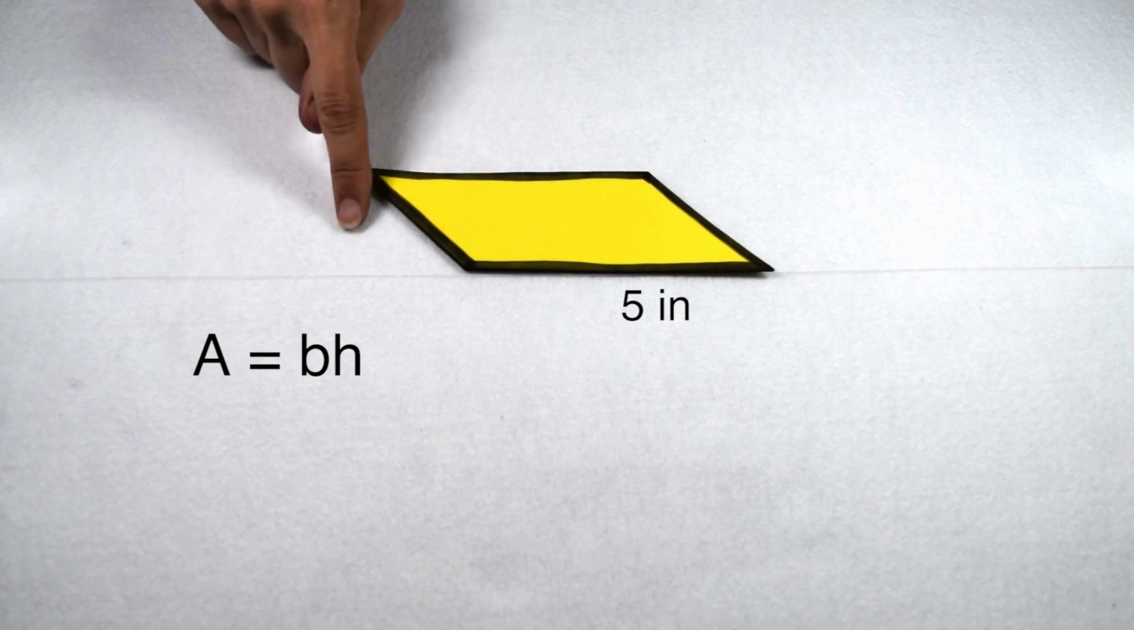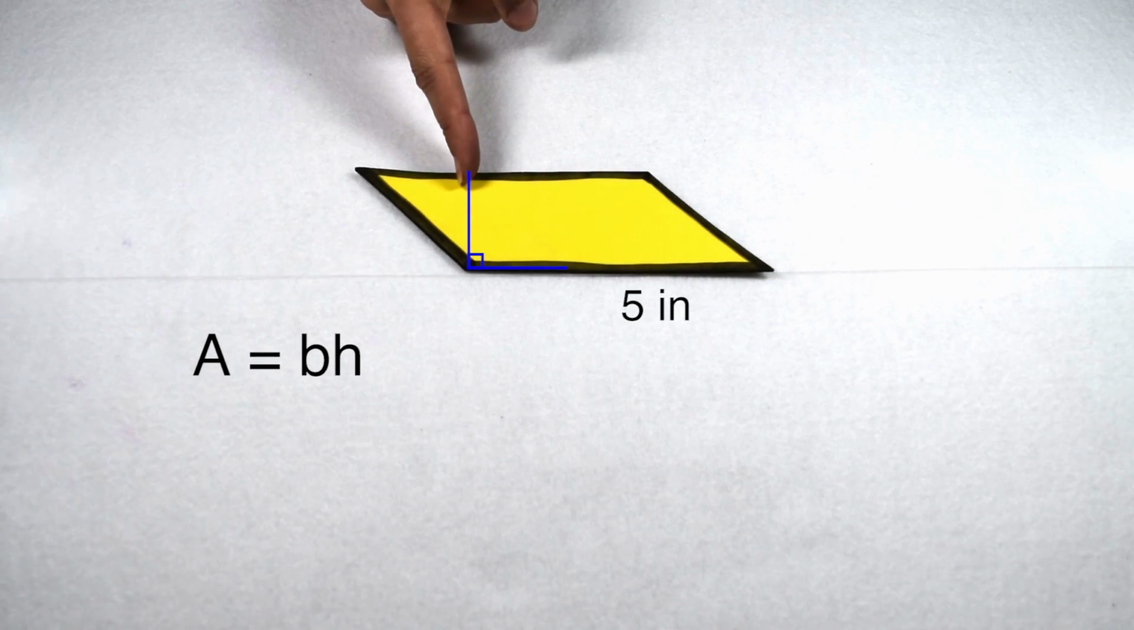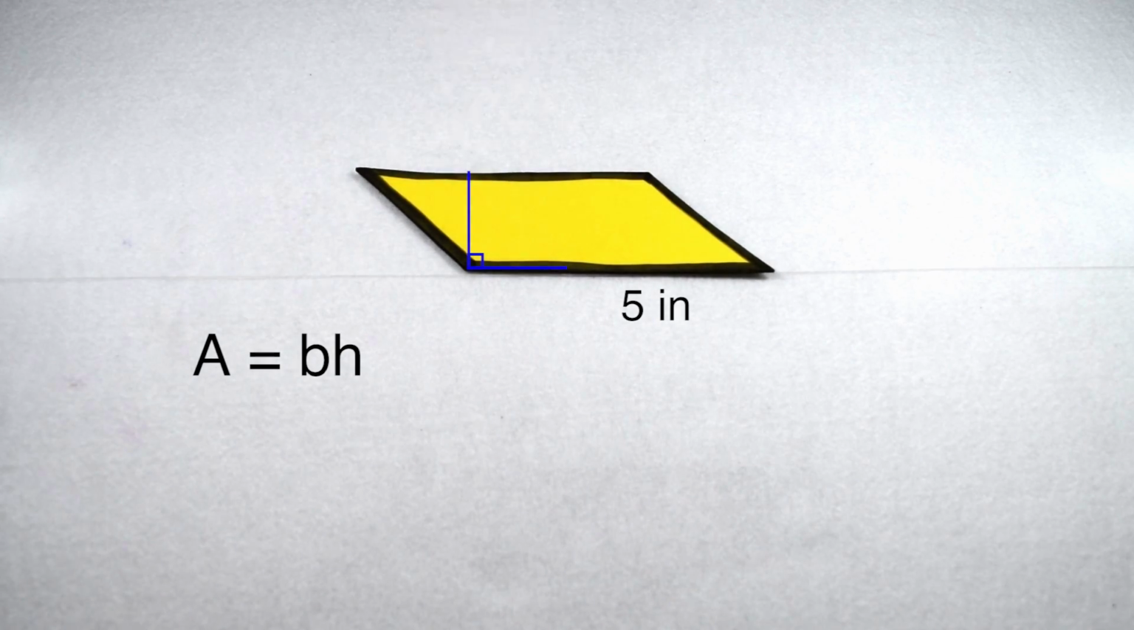However, I can't use the left and right edge as my height. I have to use the distance from the bottom of the figure to the top of the figure so that it forms a 90-degree angle with the base. Our height here then would be 2 inches.